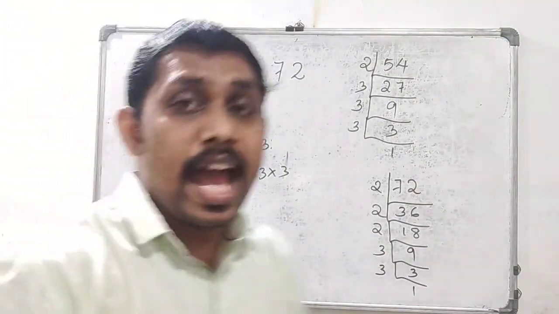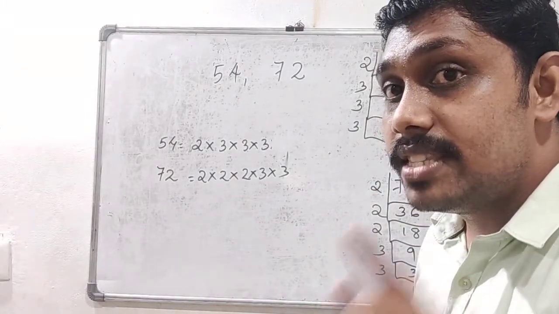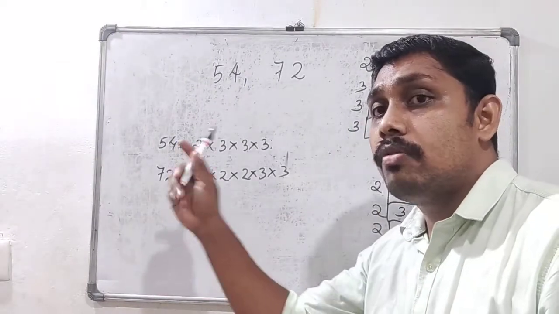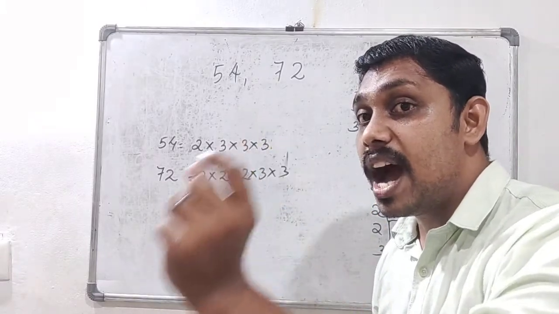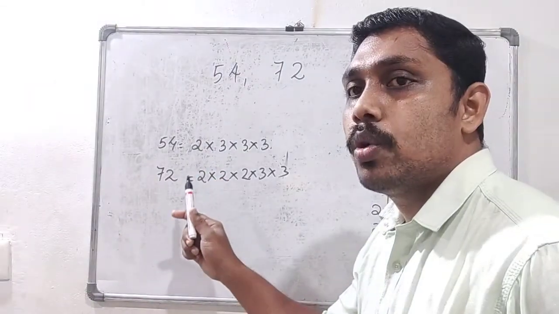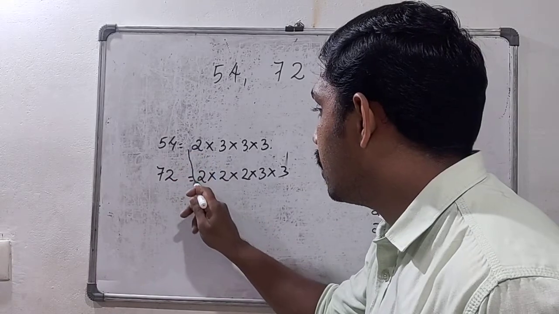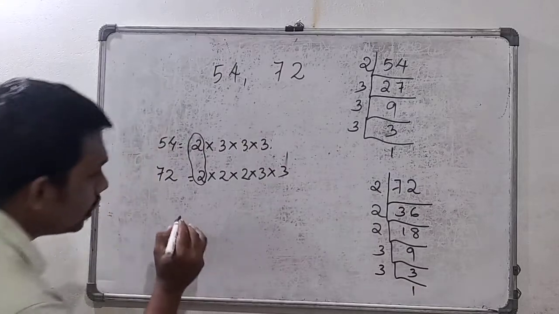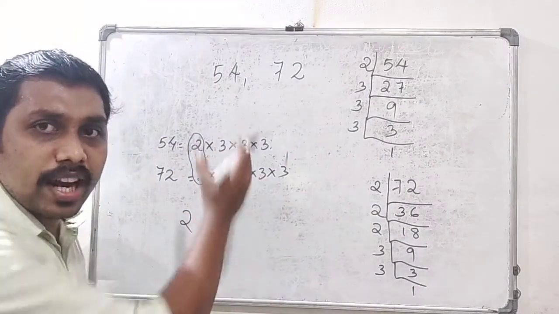First we need to do this, and then the next step is very important. We need to find the HCF of the given numbers, 54 and 72. HCF means highest common factor. So from these we need to know the common factors. Here we have a common factor, 2 and 2. So there is one common factor, that is 2. First you have to collect the common factors.